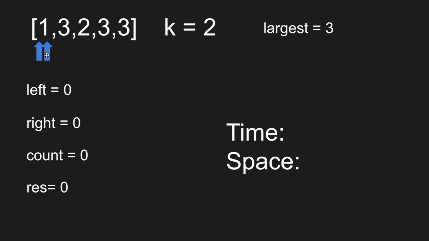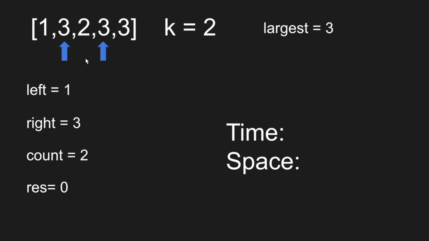So what we will do is we will shift the right pointer, and if we ever see an element that is equal to the largest, then we increment count, and we'll continue shifting the right pointer until count is equal to k. Then we will shift the left pointer and continue shifting the left pointer until count is not equal to k. And then we will add whatever's on the left pointer to the result.